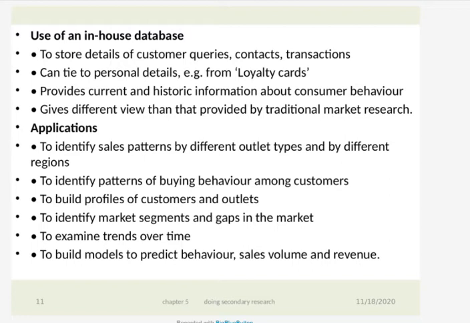How much you buy, and how often. The company benefits from this by creating profiles of customers and profiles of outlets, making segmentations and examining trends over time. All these are very important internal sources and can be used for planning for the future. Okay. This is the internal.